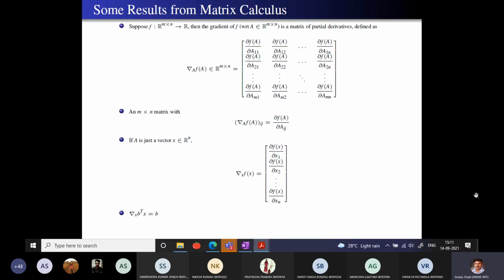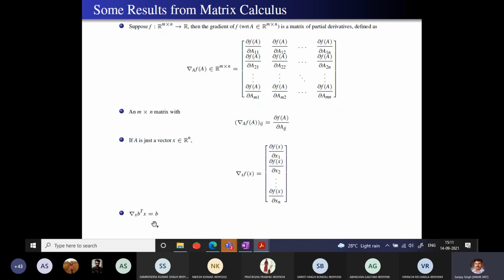Before going into more detail, something like this, and this gradient is nothing but a differentiation. Instead of writing d of something by dx, because we are talking about differentiation of a matrix with respect to a matrix, we write a nabla, an inverted delta symbol. So we are differentiating b^T x with respect to x. Remember that b is a vector, x is also a vector. When I differentiate it, the value comes out to be b.